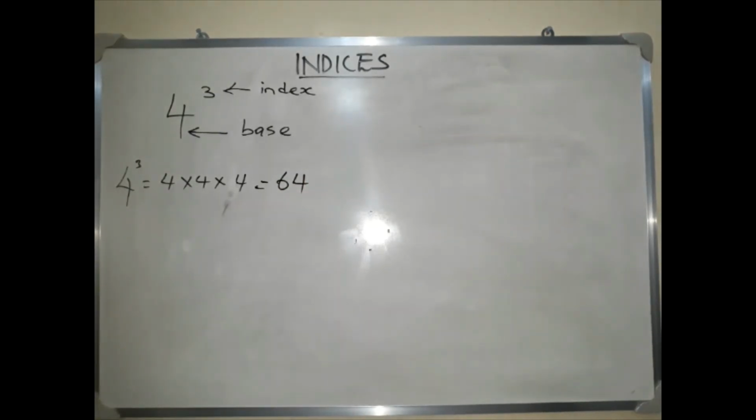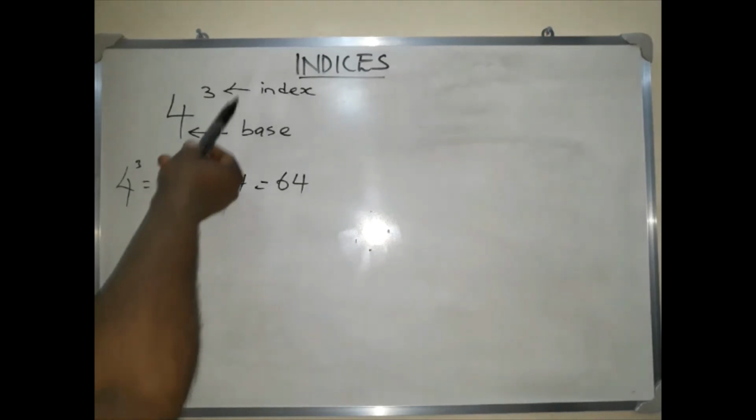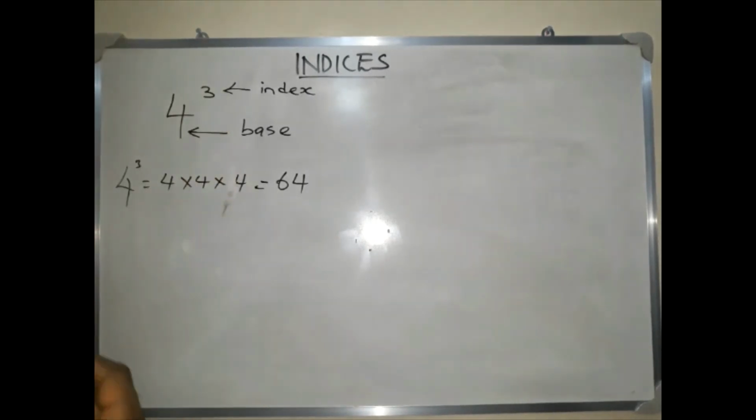So indices are like the powers of a given term. It tells us how many times a number can be multiplied by itself. So in this example, what we have here is an index number, which is the singular for indices. Indices is actually plural for index.